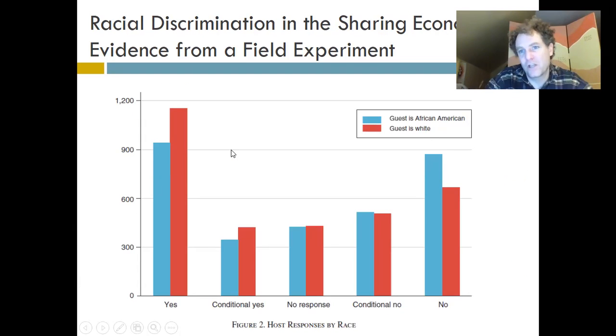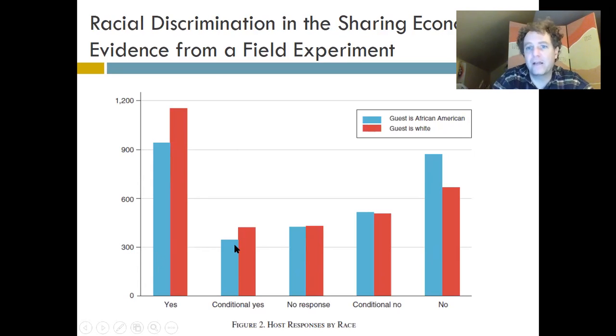Yes, the results were that there was a difference. It wasn't a simple yes or no. It was a yes, a conditional yes, like, yeah, you could probably stay here. A conditional no being like, no, but maybe. No response meant they didn't say anything at all. And no meant that they said, no, you can't stay here.